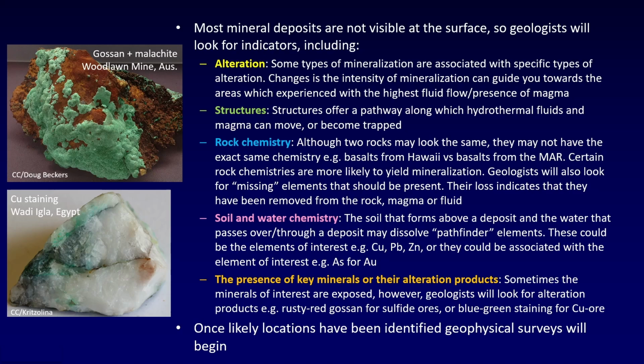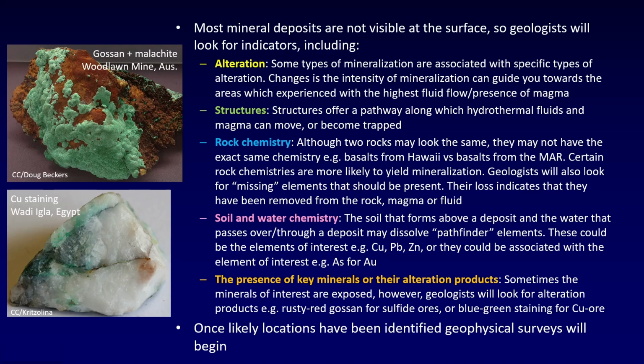So certain rock chemistries are more likely to yield mineralization. For instance, there are certain types of granite and certain types of andesite, or should I say granodiorite, that are more likely to produce mineralization. And one of the ways you can see whether they are that correct type of intrusion is by looking at the chemistry of the rock. So certain rock chemistries are more likely to yield mineralization, and so you're naturally going to focus on that type of intrusion.